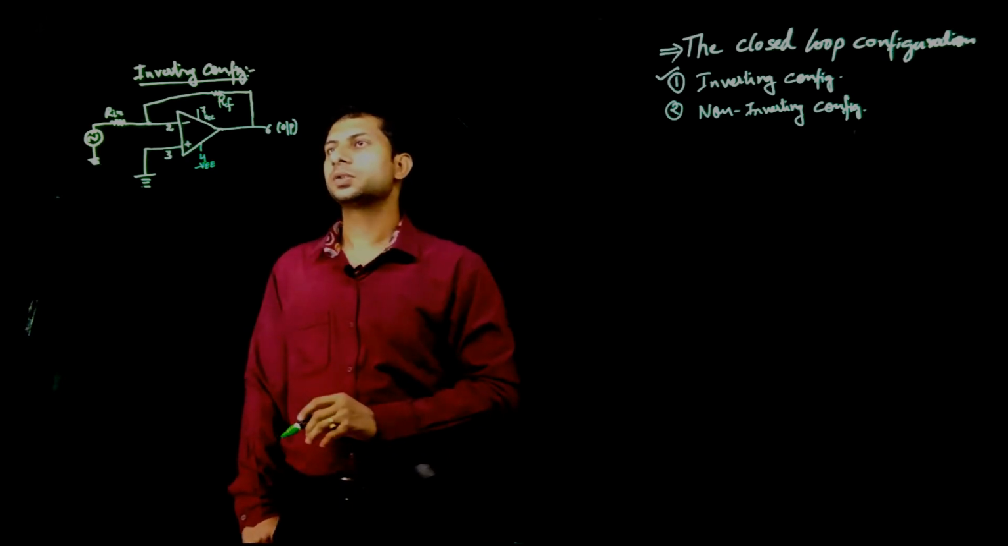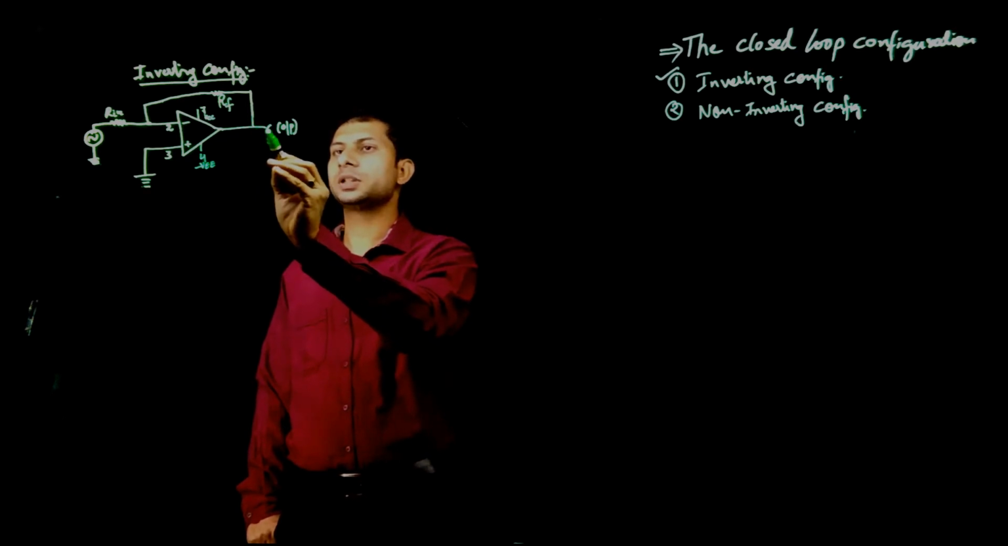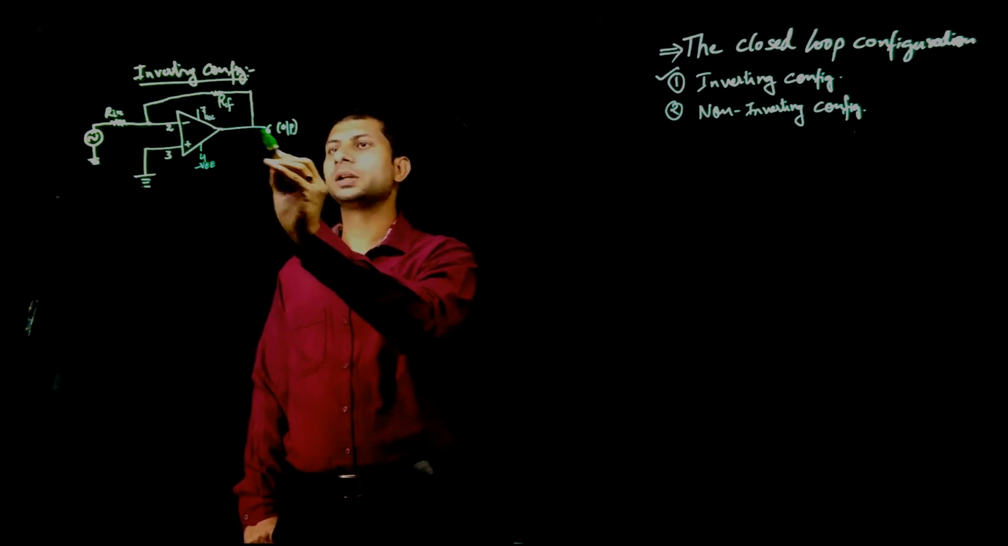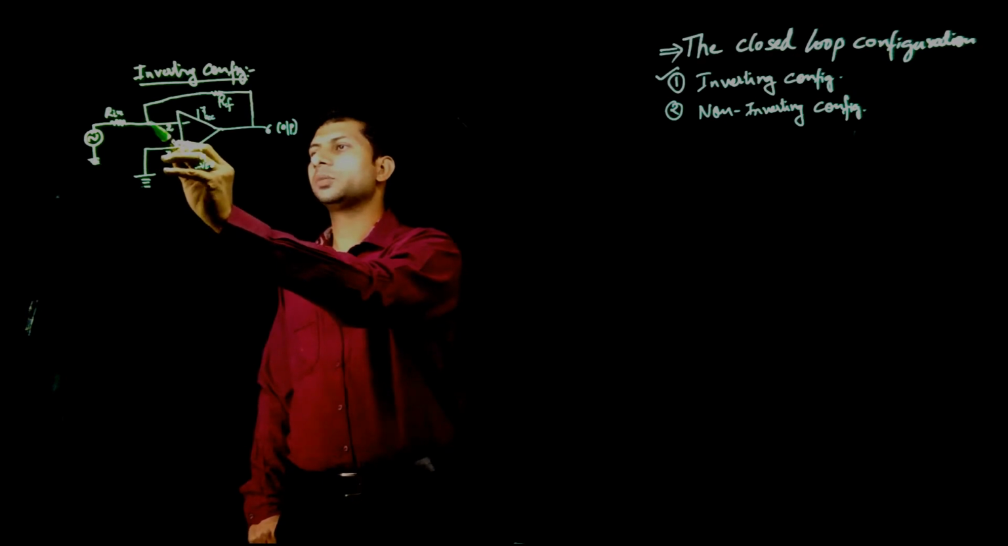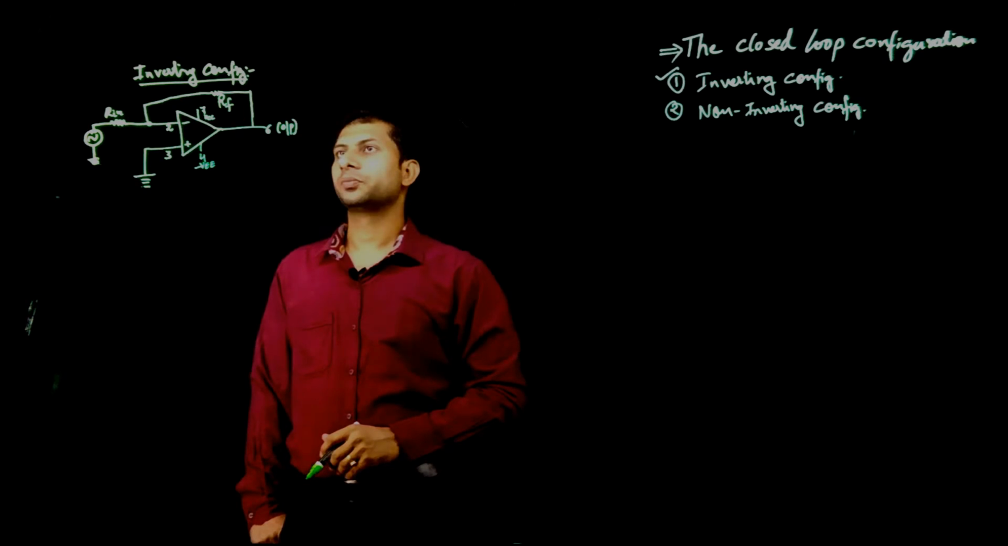This configuration is known as closed loop because there is a feedback. That means the output from the 6th pin is fed back to the input side of the inverting amplifier.